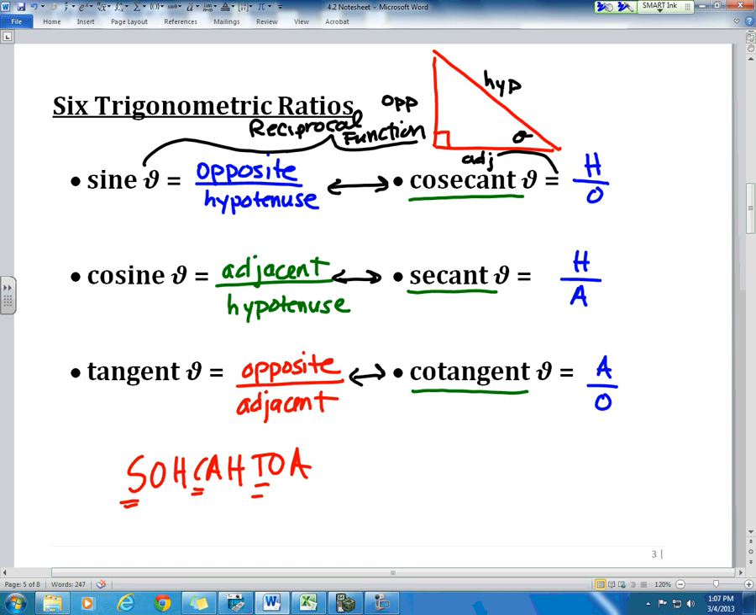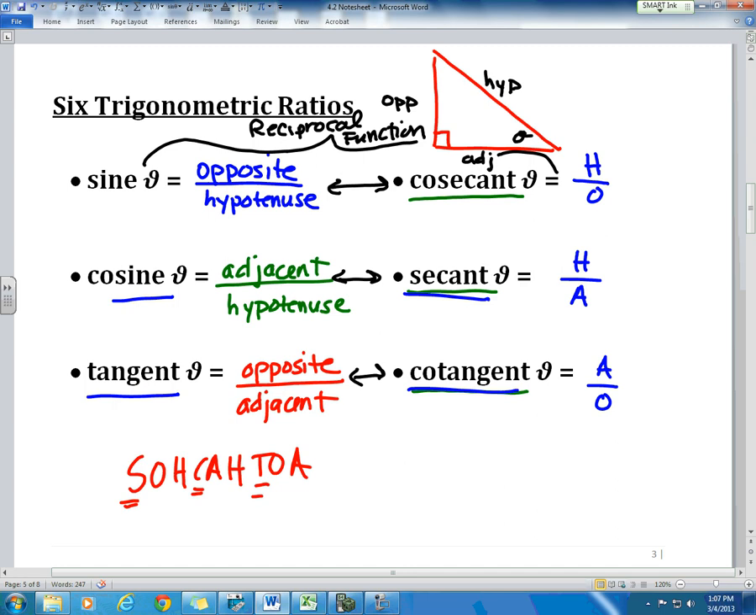So if you know SOHCAHTOA, you basically know all 6 trigonometric ratios. The 3 coming from SOHCAHTOA: sine, cosine, and tangent. And then knowing that sine and cosecant are reciprocals of each other, cosine and secant are reciprocals of each other, and tangent and cotangent are reciprocals of each other, you're very easily able to find the trigonometric ratios for each of those other new 3 trig functions that we're working with.